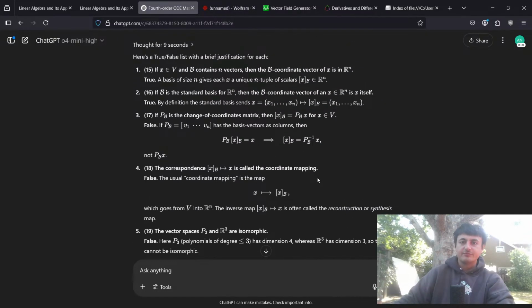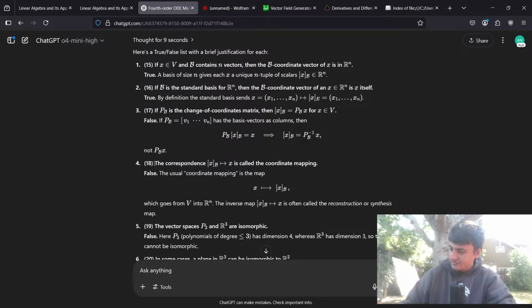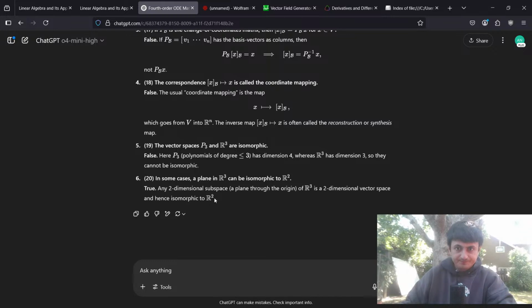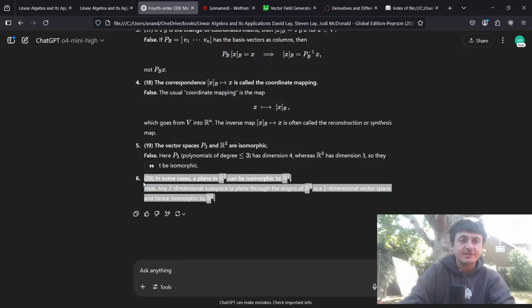All right, 15. 15 is true, 16 is true, 17 is false, 18 is false, 19 is false, and any two-dimensional subspace is isomorphic to R2. Okay, so true. All right, so those were easy.